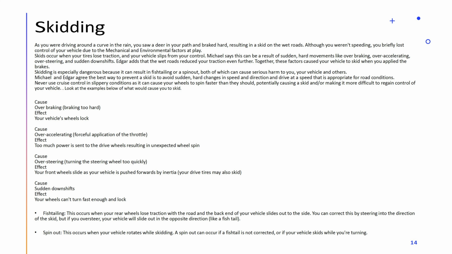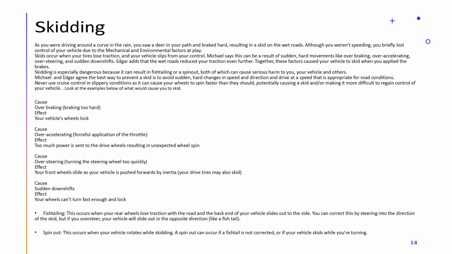Cause: overbraking, braking too hard. Effect: your vehicle's wheels lock. Cause: over-accelerating, forceful application of the throttle. Effect: too much power is sent to the drive wheels, resulting in unexpected wheel spin. Cause: oversteering, turning the steering wheel too quickly. Effect: your front wheels slide as your vehicle is pushed forwards by inertia. Your drive tires may also skid. Cause: sudden downshifts. Effect: your wheels can't turn fast enough and lock.